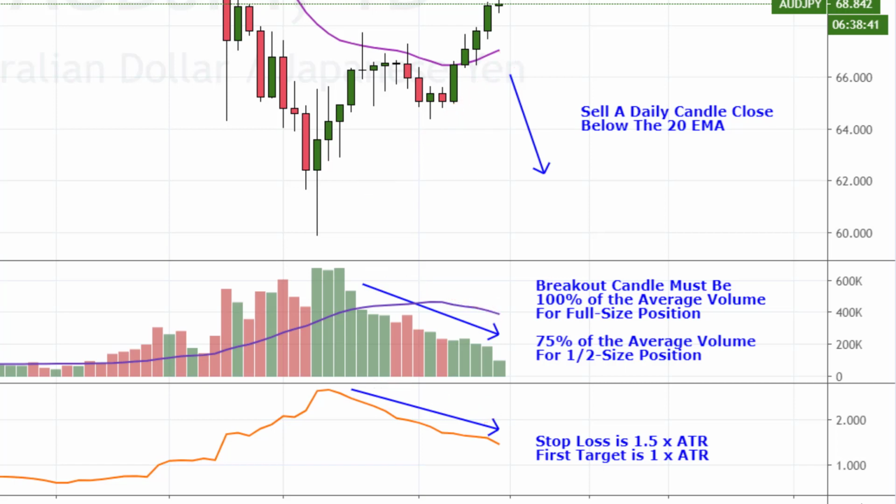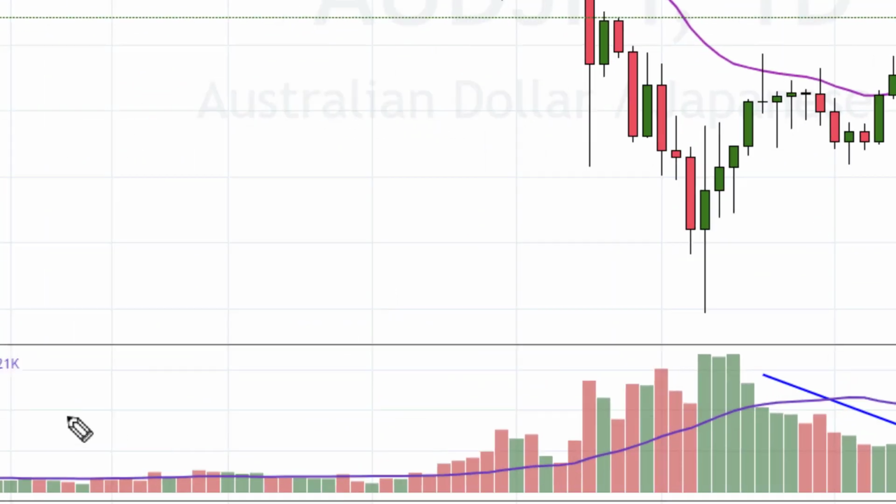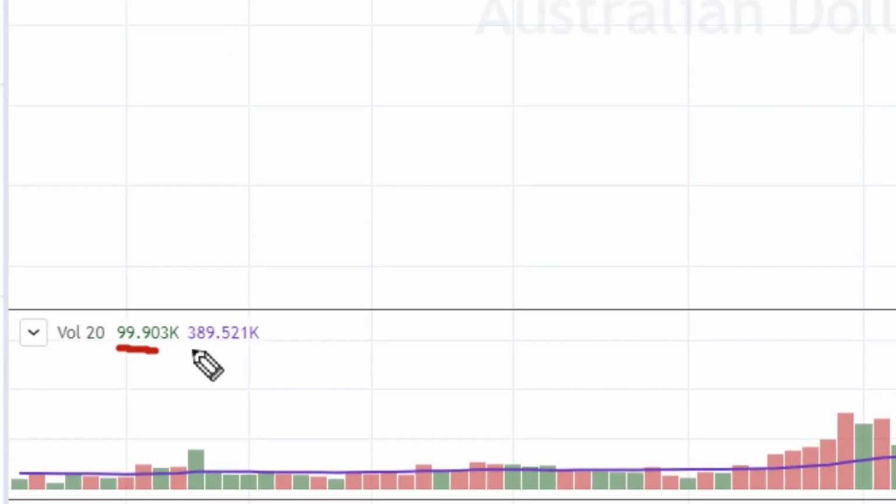And here's the trade plan. We'll sell a daily candle close below the 20 EMA. On the breaking candle, the volume bar should reach up above the volume average right here for a full-size position. If it doesn't quite reach the average but does reach 75% of the average volume, I'll enter a half-size position to reduce risk. You can calculate the percentage by dividing the volume right here by the volume average, and you should get at least 0.75. If you don't get at least 0.75, I would stand aside on this trade.